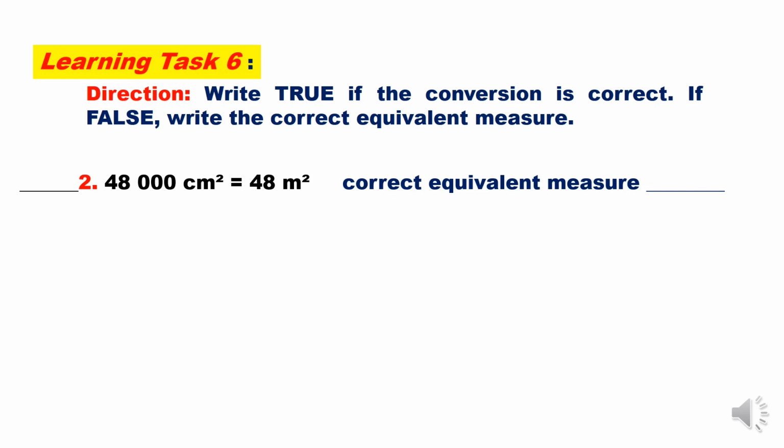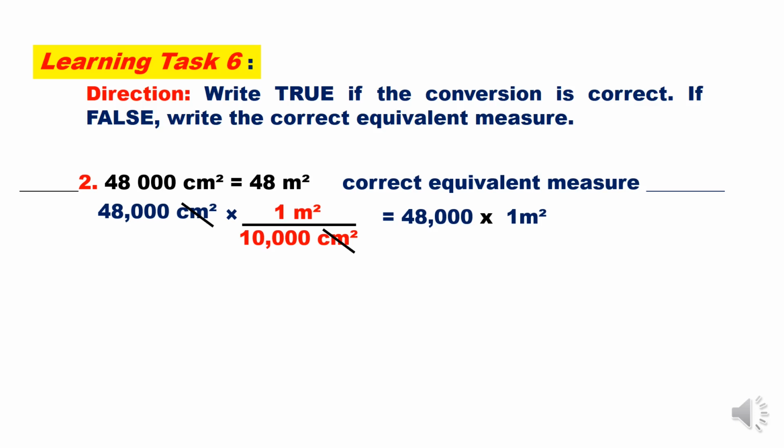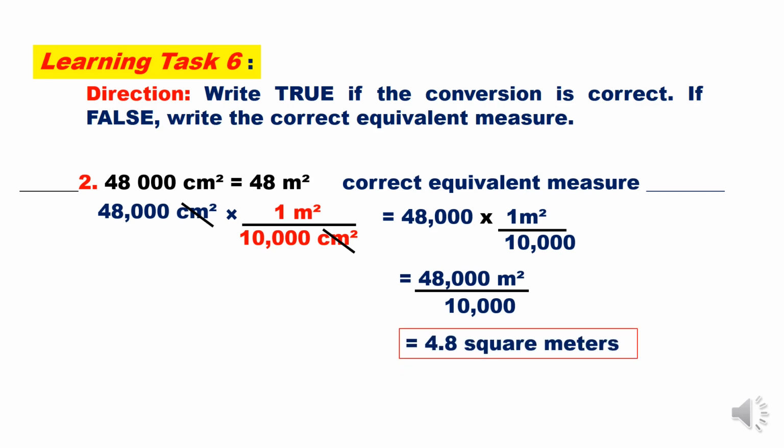Number 2. 48,000 square centimeters equals 48 square meters. Let's check. Multiply sa conversion. This time, 10,000 square centimeters ang denominator at 1 square meter ang numerator. Cancel. Let's multiply 48,000 times 1 square meter divided by 10,000. I-multiply natin 48,000 square meters divided by 10,000 equals 4.8 square meters. Therefore, the correct equivalent measure is 4.8 square meters.